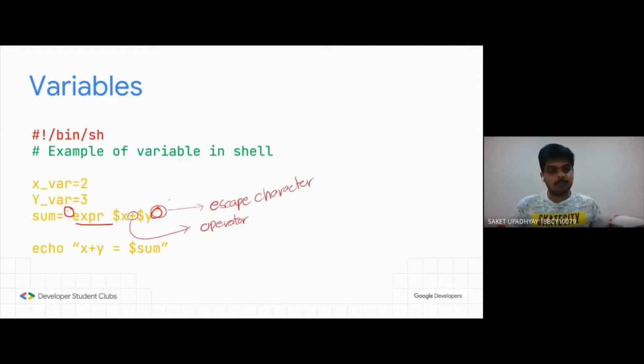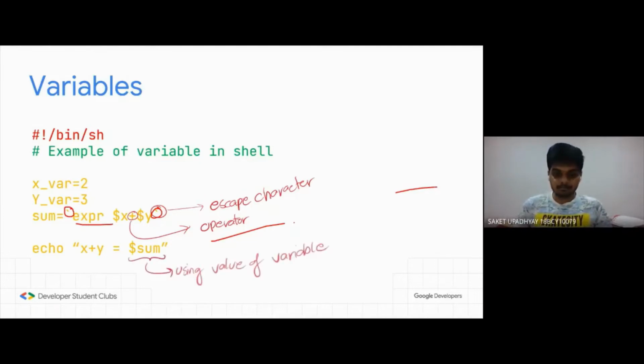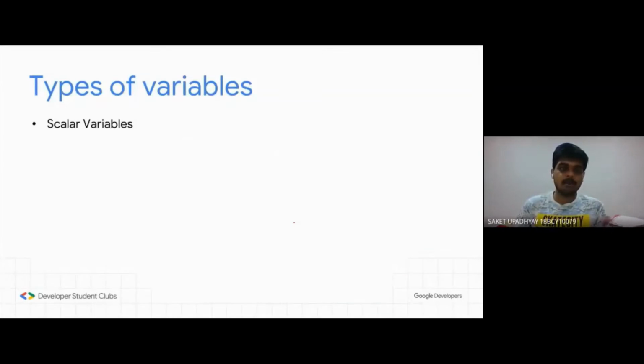So this backtick is an escape character, and this plus sign is an operator. So with this, we move to our next section, that is operators and operations, how we do it. Okay. But before that, let's talk about types of variables.